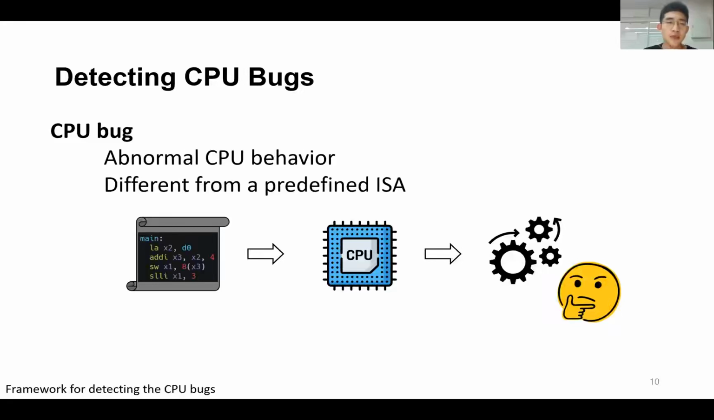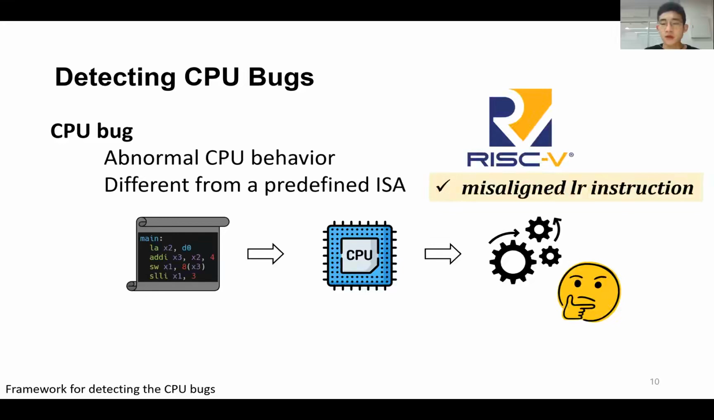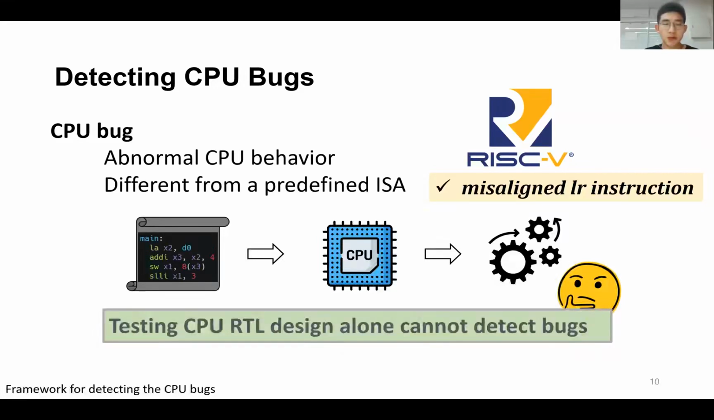DIFUZZRTL has to find such CPU bugs, which are abnormal CPU behaviors different from those predefined by the ISA. For example, in RISC-V, a misaligned load-reserved instruction should not set the reservation. Whenever a CPU does not follow the behavior, it is definitely a bug. Like this, given an input, the CPU almost always has to be in a predefined state after executing the input. But it is difficult to automatically detect such bugs by testing the CPU RTL design alone.